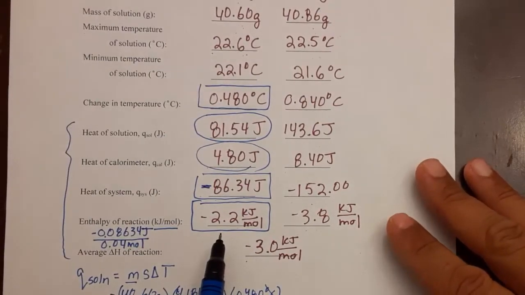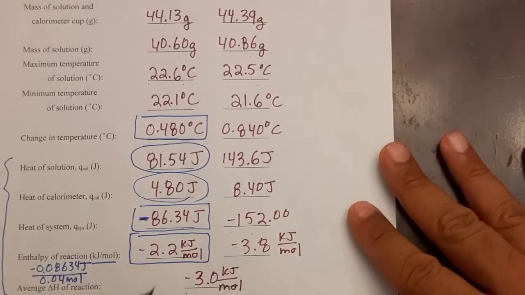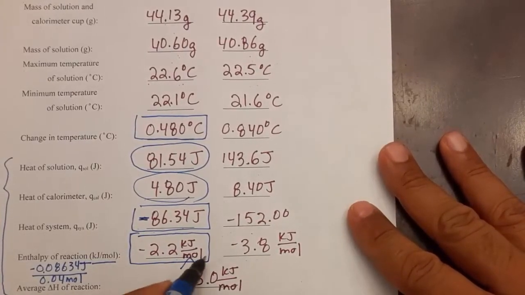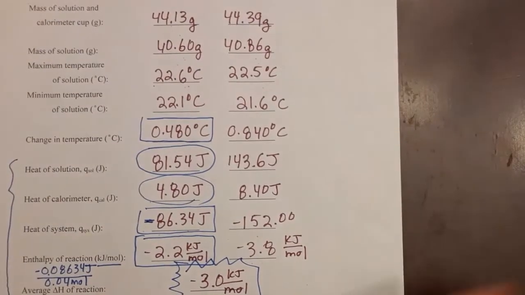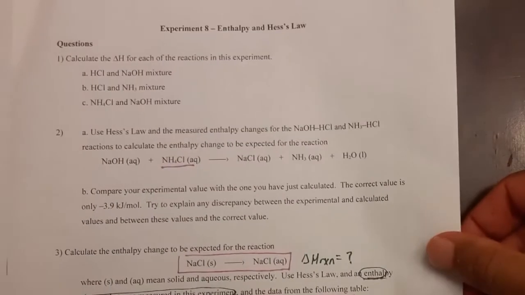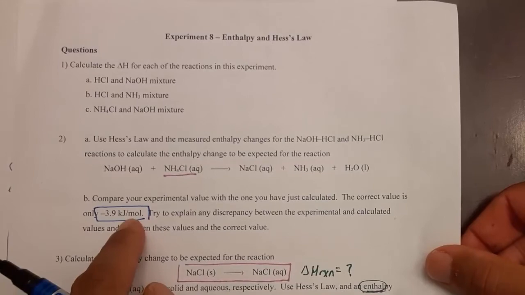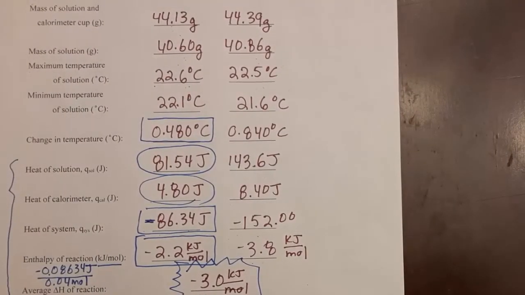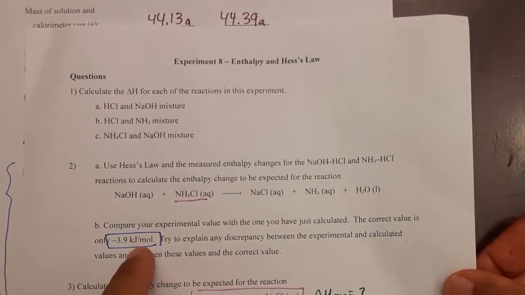Using that same rationale, we do the same for trial 2 and then get an average. The average that I got is minus 3 kilojoules per mole. The literature value, according to post-lab question 2B, is minus 3.9 kilojoules per mole. This is from the textbook. We got experimentally minus 3 kilojoules per mole, which is pretty good, as it matches what is considered to be the correct value.